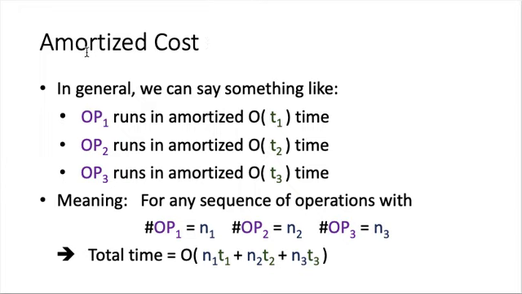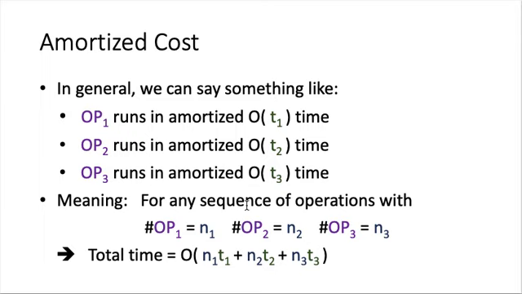So more formally, we can say something like this. For this amortized time or amortized cost, let's say after a certain analysis, a certain operation, let's call it operation 1, runs in amortized order T1 time, operation 2 runs in amortized order T2 time, and operation 3 runs in amortized order T3 time, then the meaning of this amortized time, amortized cost, is this one.